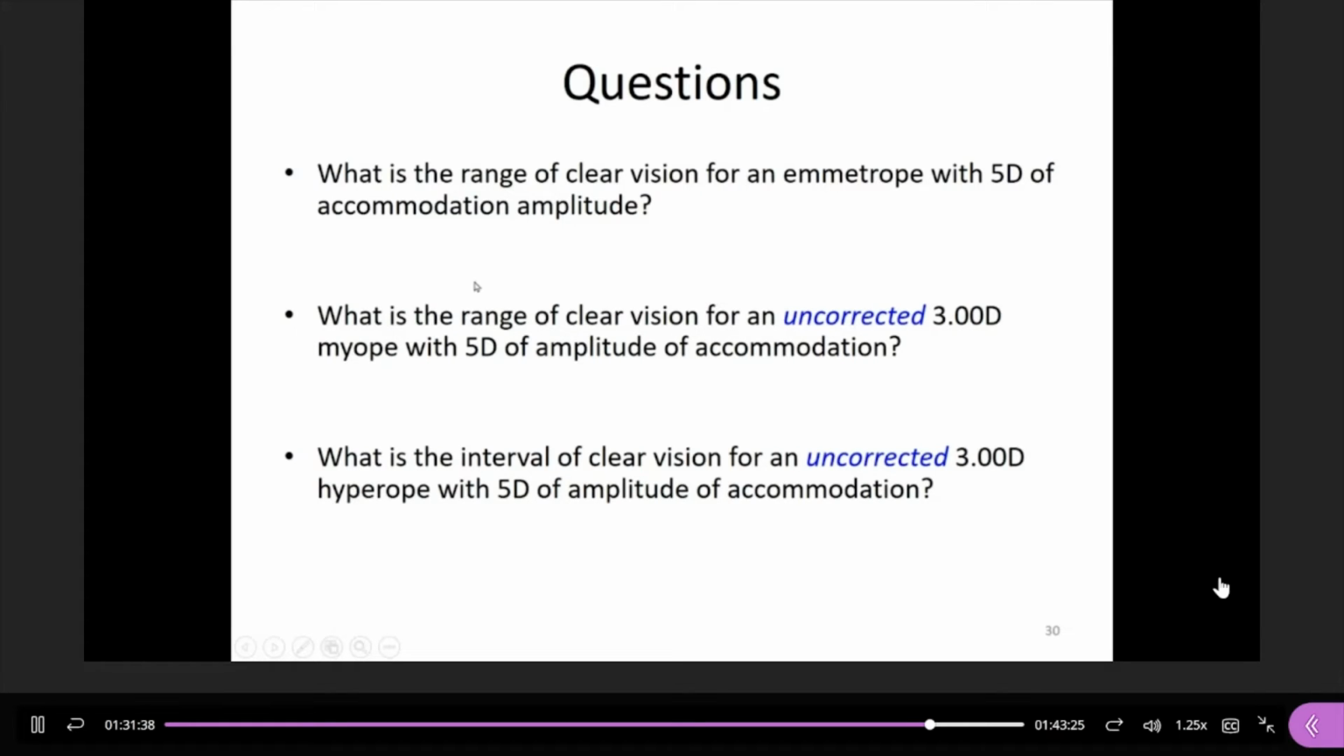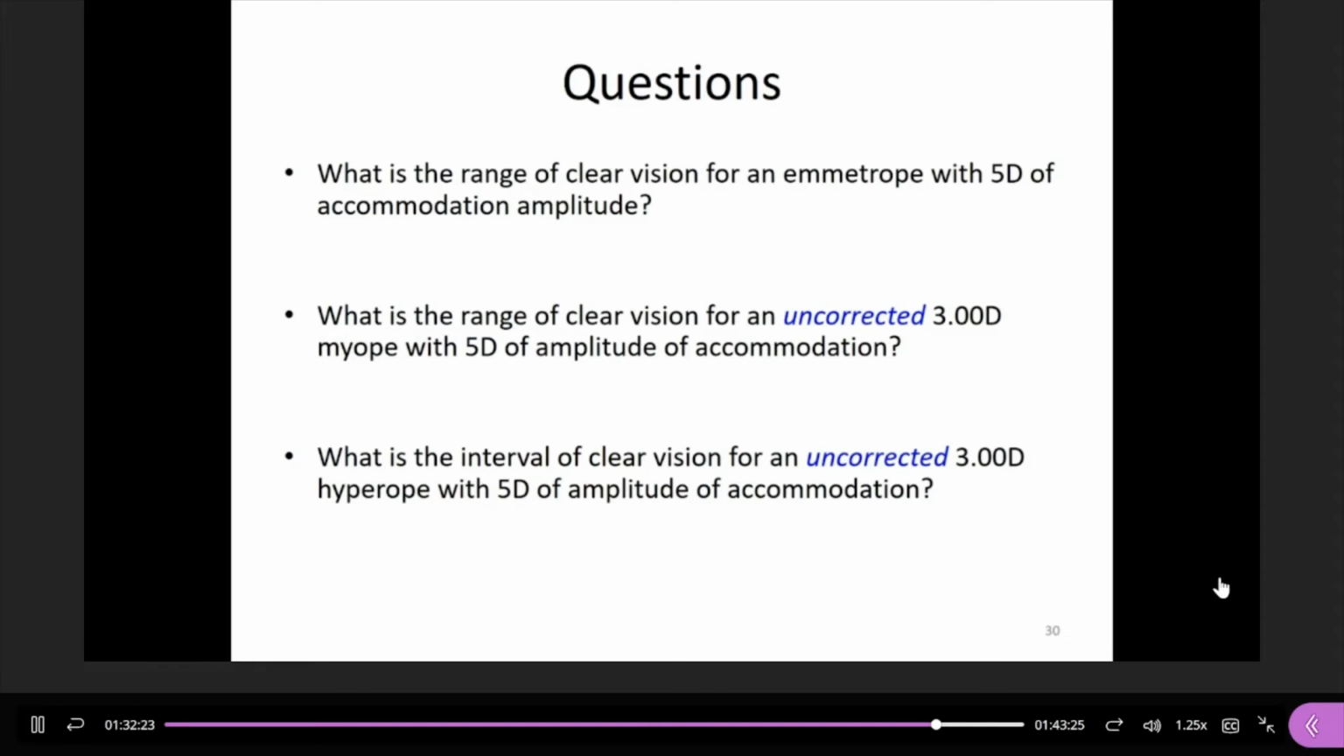So I want you to look at these three examples. The first one is, can you determine the clear vision range for an emmetrope? So an emmetrope, that means no refractive error, with 5 diopters of accommodation amplitude. What I want you to do is type in your chat box the range of where the patient can see clearly, with a patient who has no refractive error at distance and 5 diopters of accommodation.